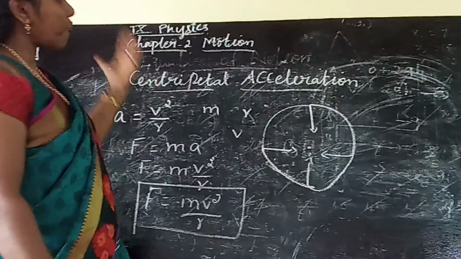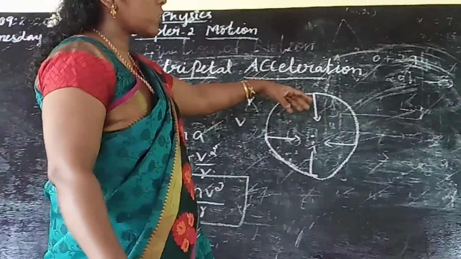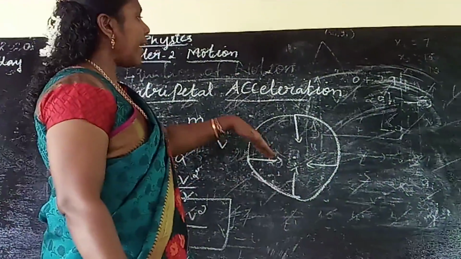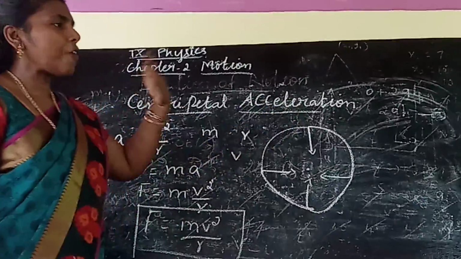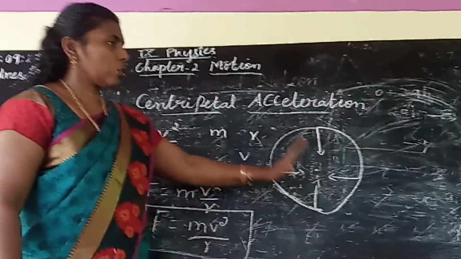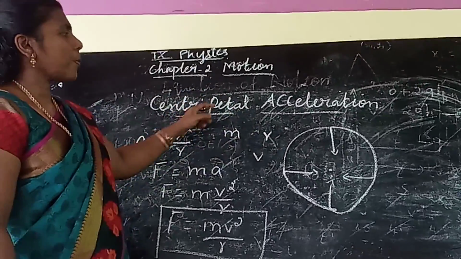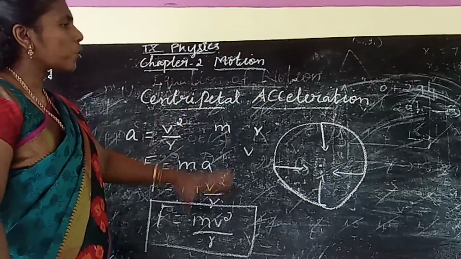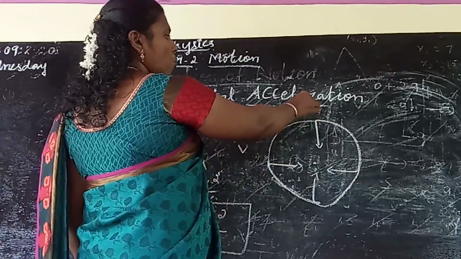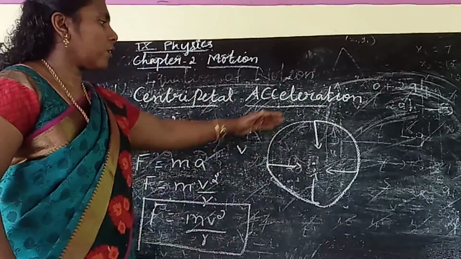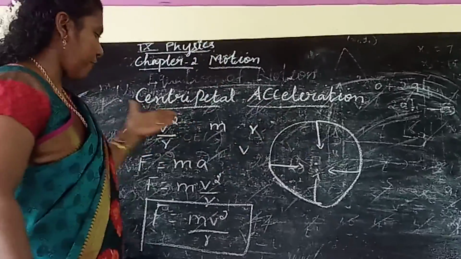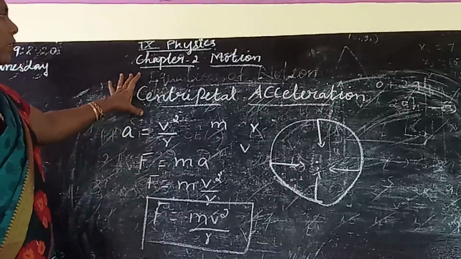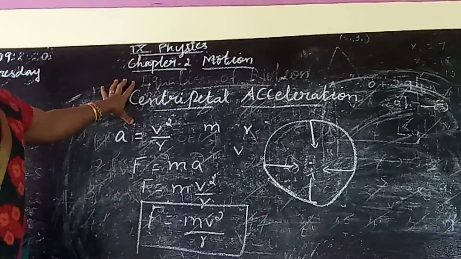Next, centrifugal. Here the acceleration of the string moves away from the center. So centripetal and centrifugal are just opposite actions: one moves towards the center, the other moves away from the center. So this much only for this second lesson.